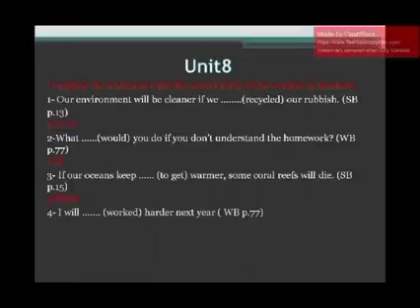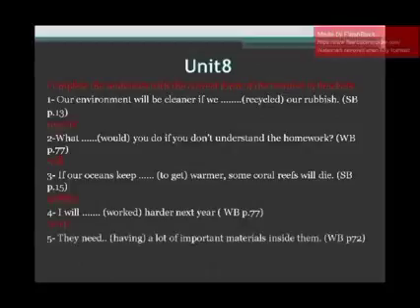Number 4, I will work it harder next year. This is a future simple. Next year indicates that the sentence is in the future, so will should be followed by an infinitive, which is work. Well done. Number 5, they need having a lot of important materials inside them. Need here should be followed by to plus infinitive, not verb plus ing. So the correct answer is they need to have a lot of important materials inside.